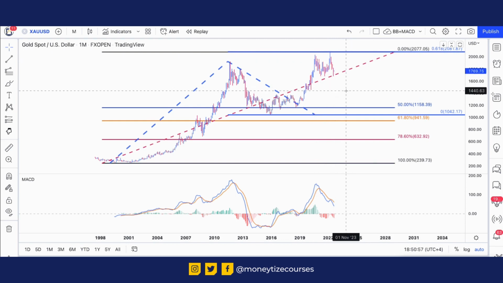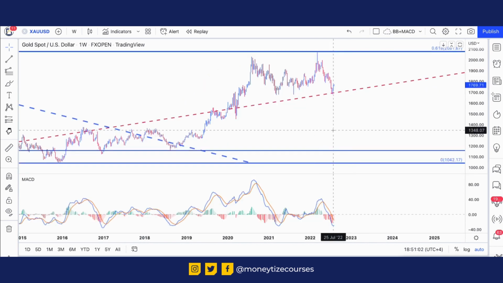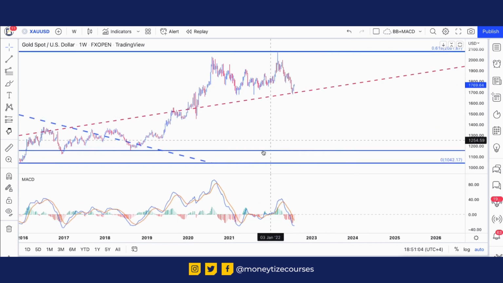Now after that, let's come down to weekly. On the weekly, we found a double top pattern because the second top is almost at the same level, with bearish divergence. So because of this bearish divergence which was formed on the weekly double top pattern, we had a run to the downside in the gold market.